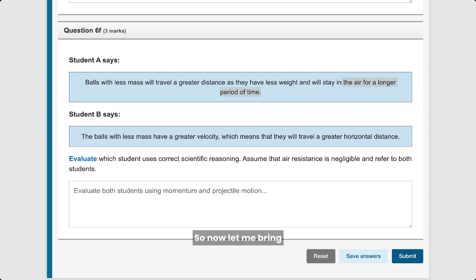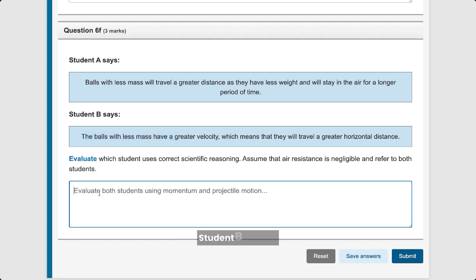So now let me bring my discussion. Student B is right. Okay. The ball with less mass will have greater velocity and then it is able to travel a greater horizontal distance. And that's the correct evaluation. Okay. Now you will write student B is right, which will fetch you 1 mark.